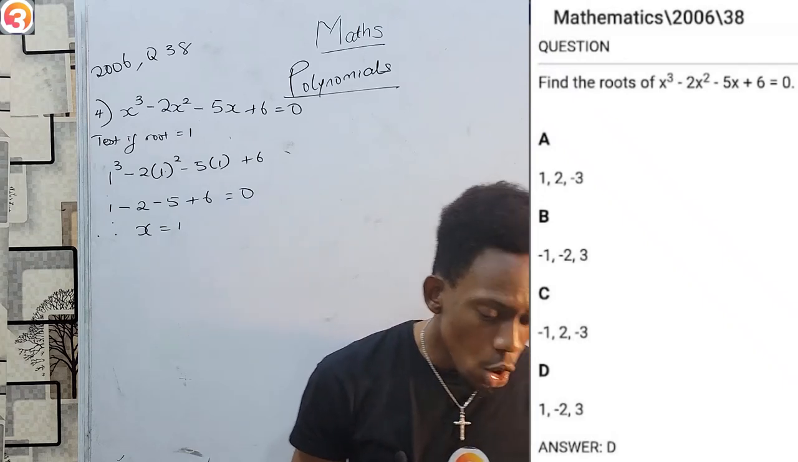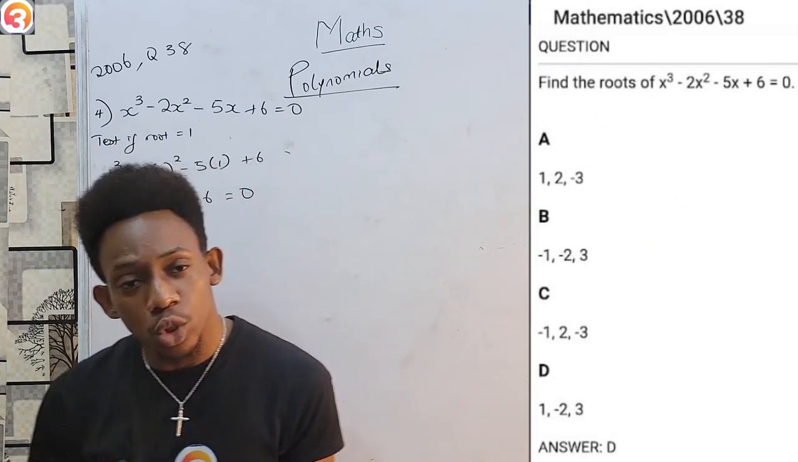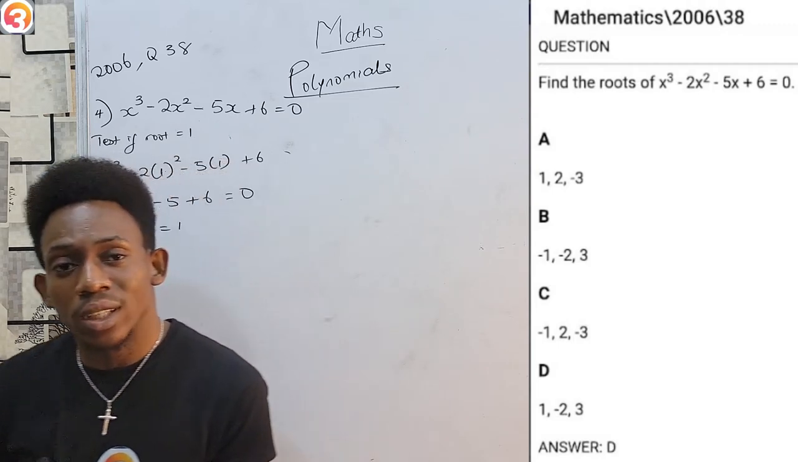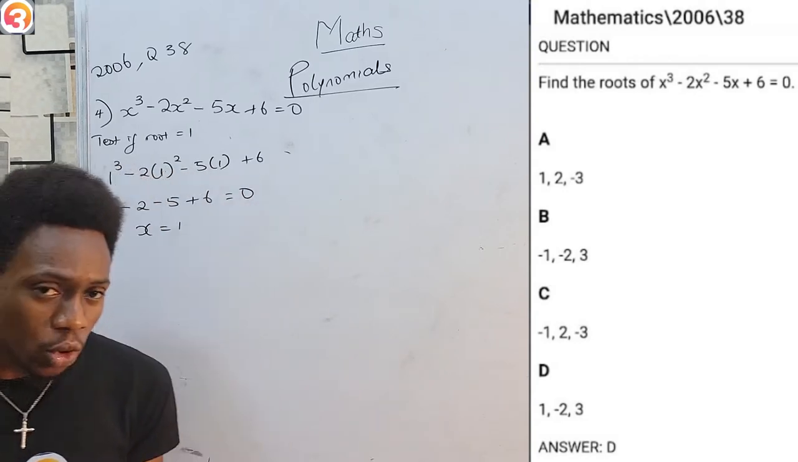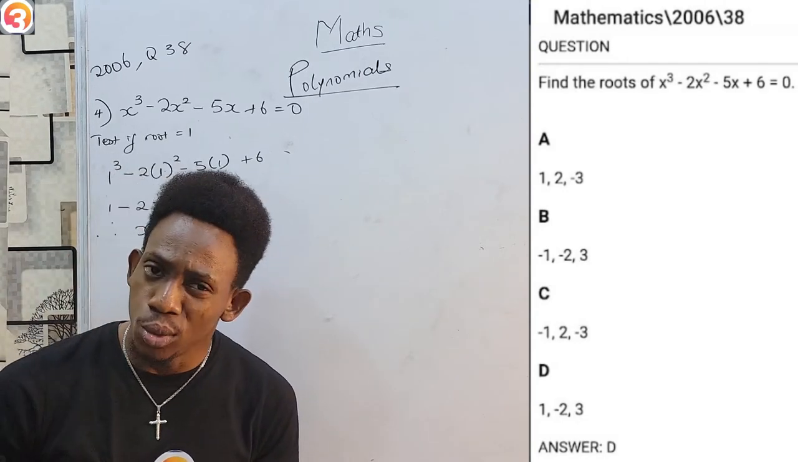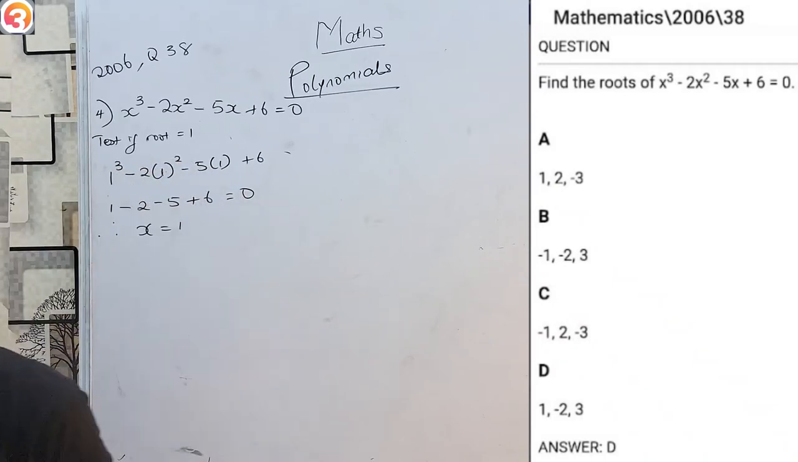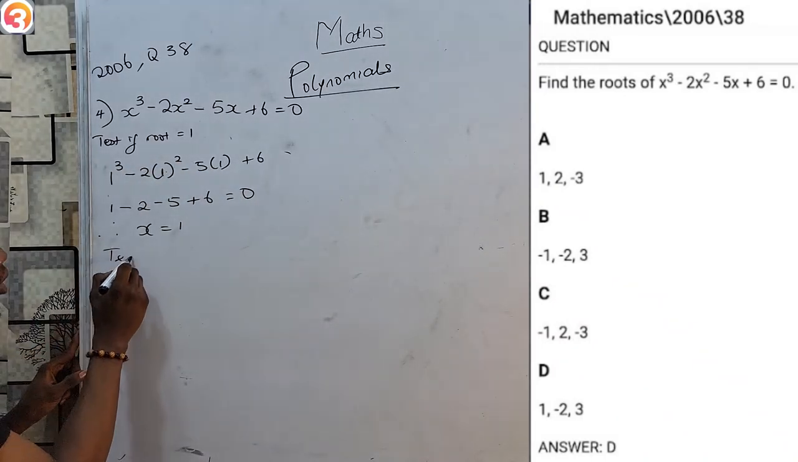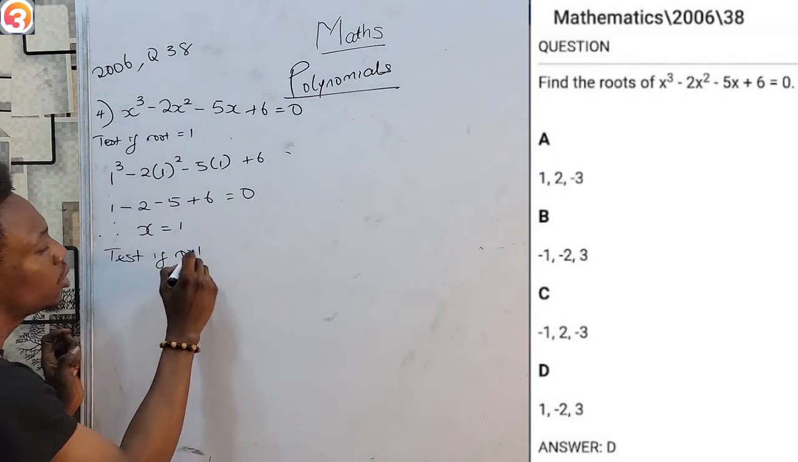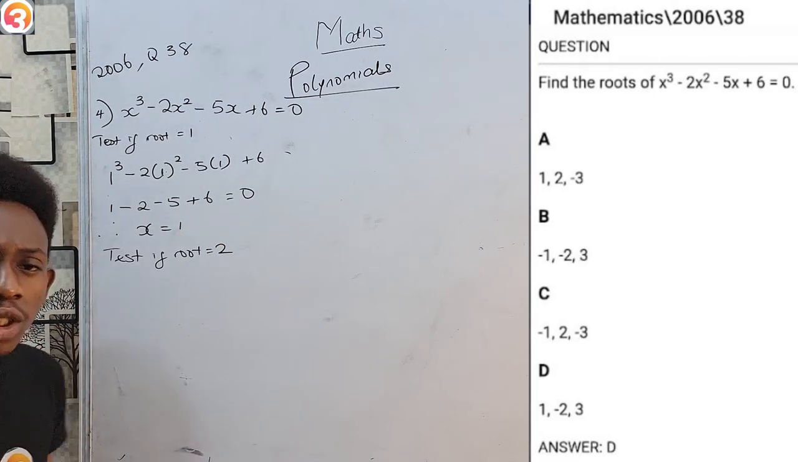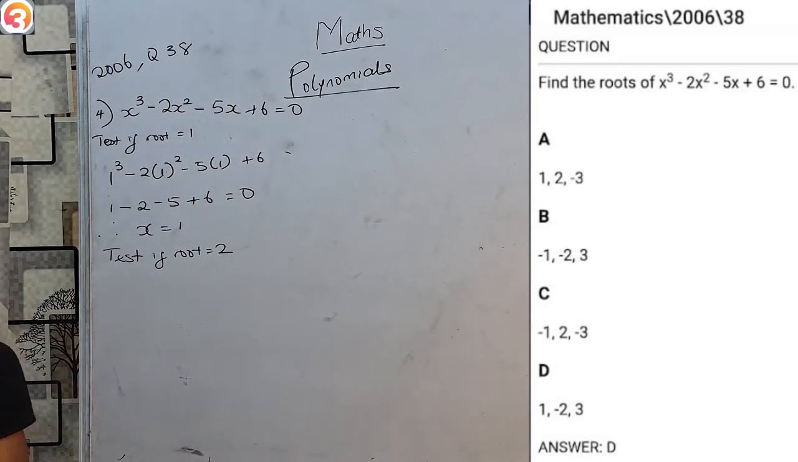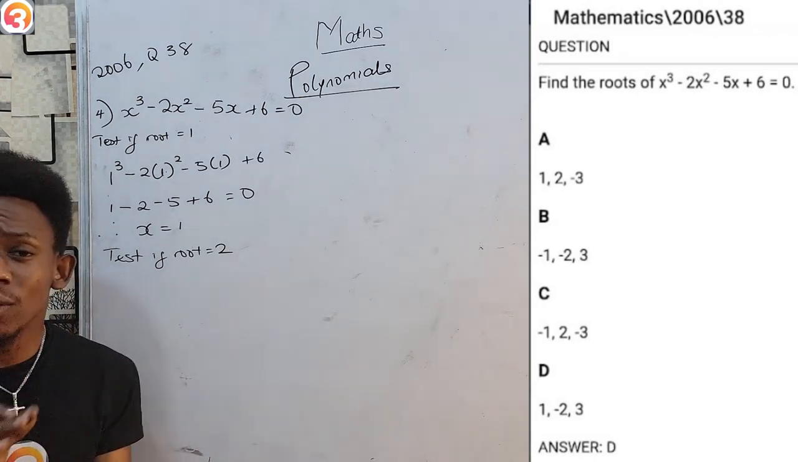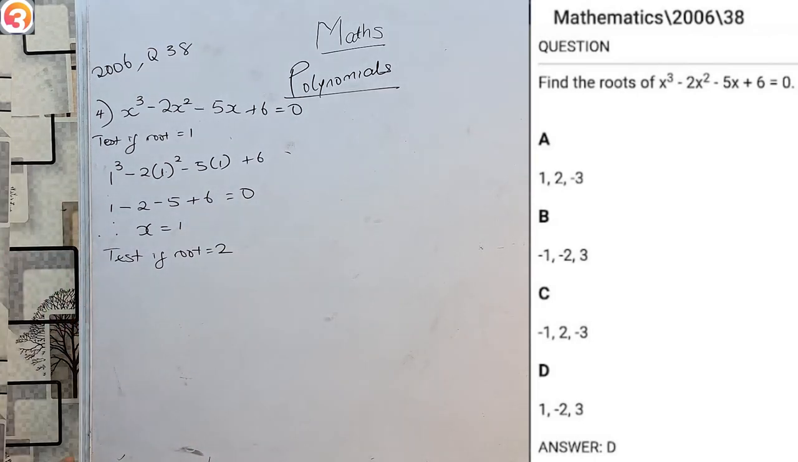That means right now, option A says I should be having plus 1 as one option and plus 2 as the other one. While option D, which is the only other viable option, says I should be having plus 1 and minus 2. How can I tell which is correct? Simply by testing if the root equals 2. If the root equals positive 2, then I know A is correct. But if positive 2 does not work, then I know D must be correct. So I don't have to go through the proper long solving, which I'm going to show you, by the way. But right now, let's just see this.